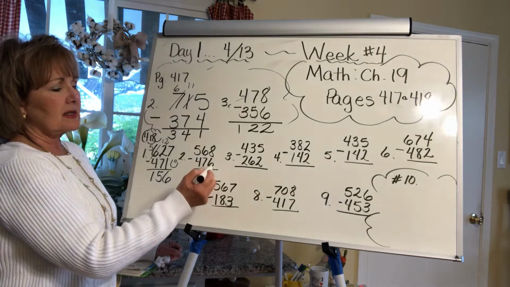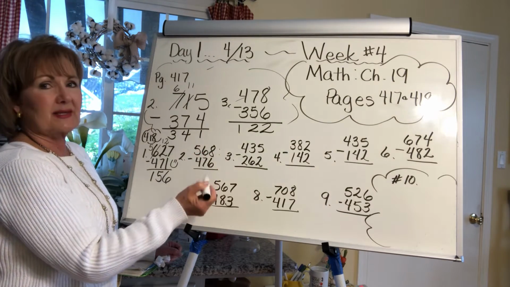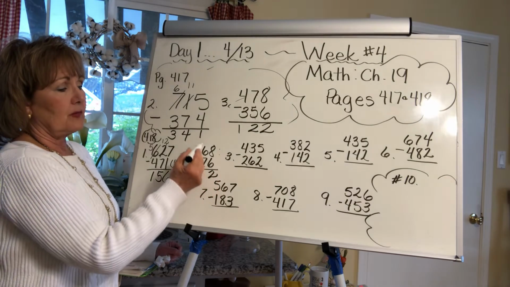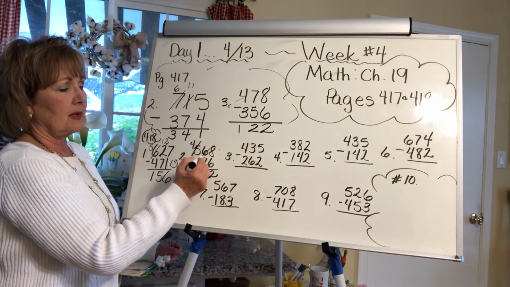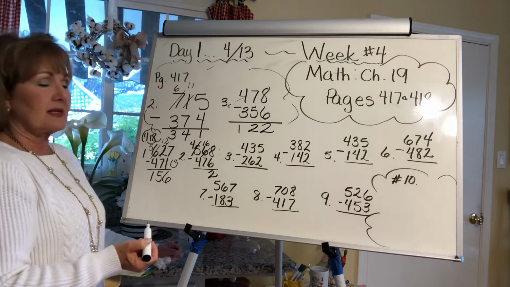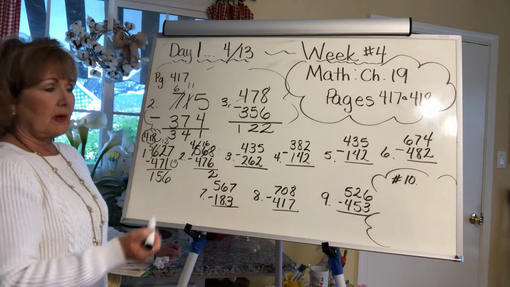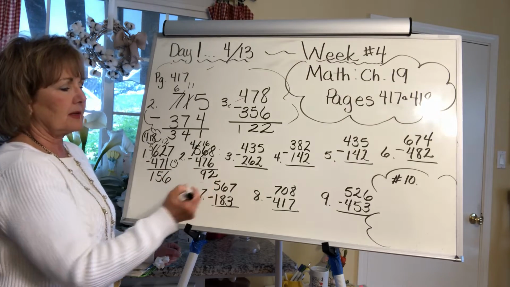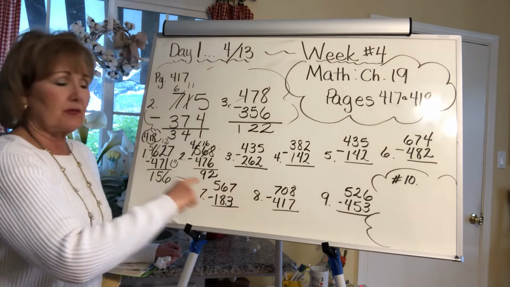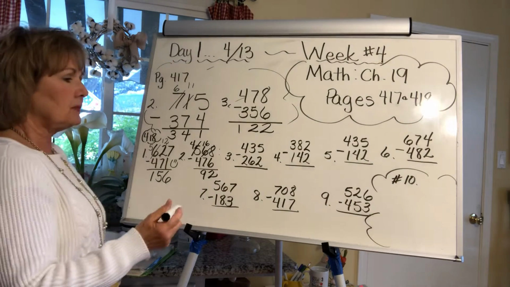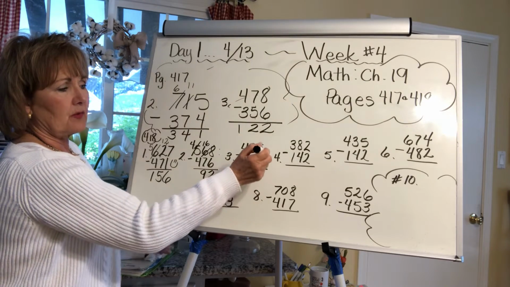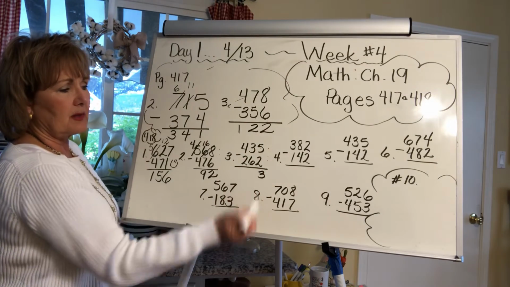8 take away 6, 6, 7, 8. I always count up as if I was adding. More on the floor, go next door and get 10 more. 16 take away 7. That's 9. I had to think about it. And we don't put the 0 in the very front, right, guys? Okay. 5 minus 2, 2, 3, 4, 5. You should have gotten 3.